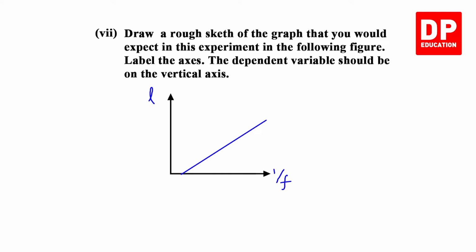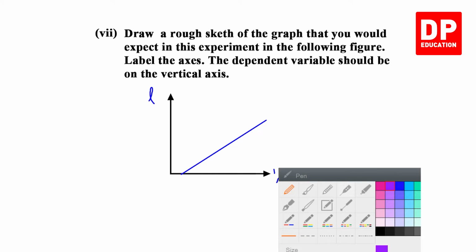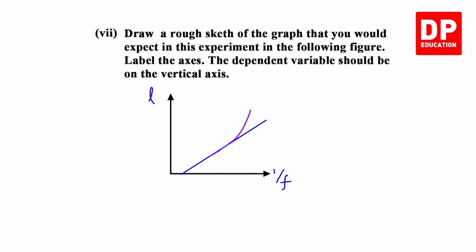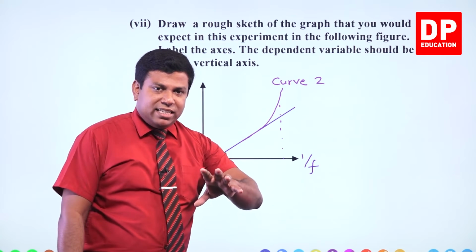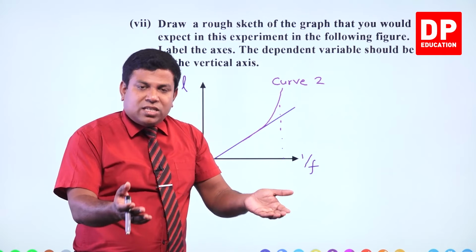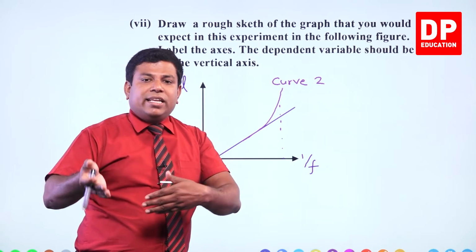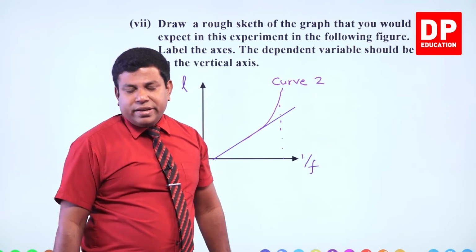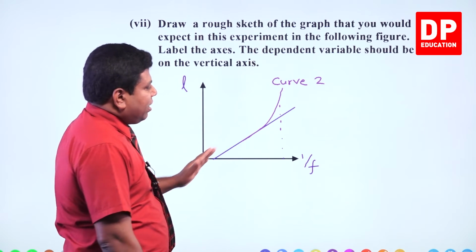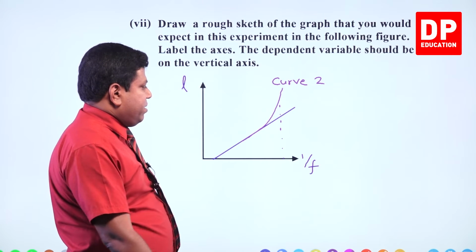Right. So, on the next graph, when the temperature increases, it will go like this. Curve 2. Do you understand? Why? For the same frequency, now you are going to have a higher length. Higher length because temperature increased. When temperature increased, V increases, velocity increases, frequency doesn't change. So, lambda has to increase. Lambda increases means L has to increase. Right? So, when the temperature increases, the graph will take a curve like this.